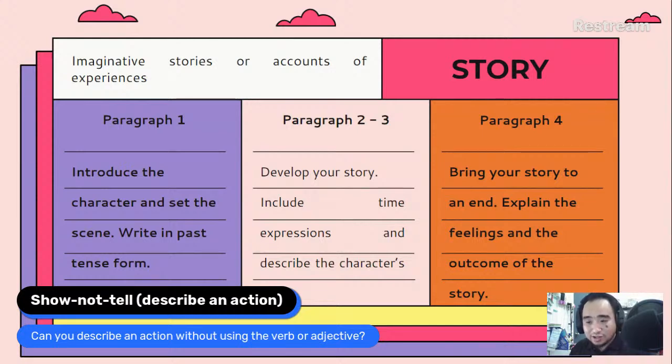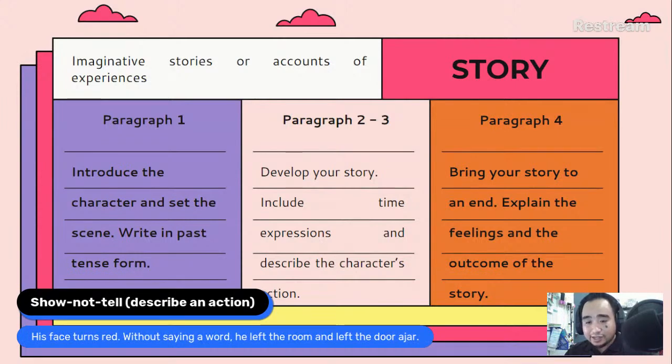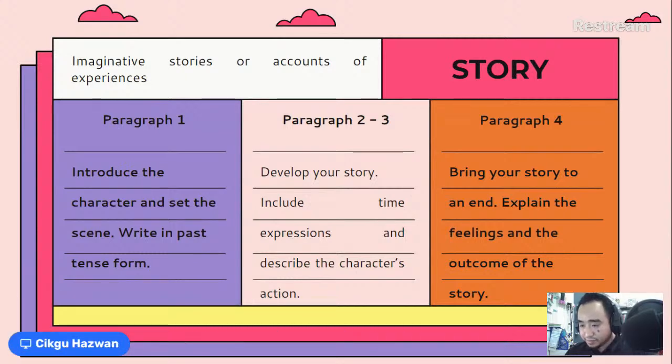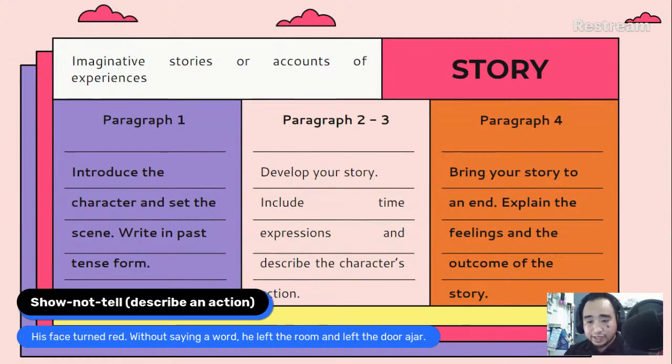Whenever you want to show an emotion, a very important emotion for the character, we use that show not tell. Okay, instead of saying he is angry and he left the room, so we change to, just now I show to you, he face turned. Okay, kita tukar kepada turn. Instead of saying he is angry, kita gunakan his face turned red without saying a word. Okay, nak sambung lagi. He stomped his feet and left the room, leaving the door ajar. Boleh. Okay, so if possible, kalau nak try, you can try.